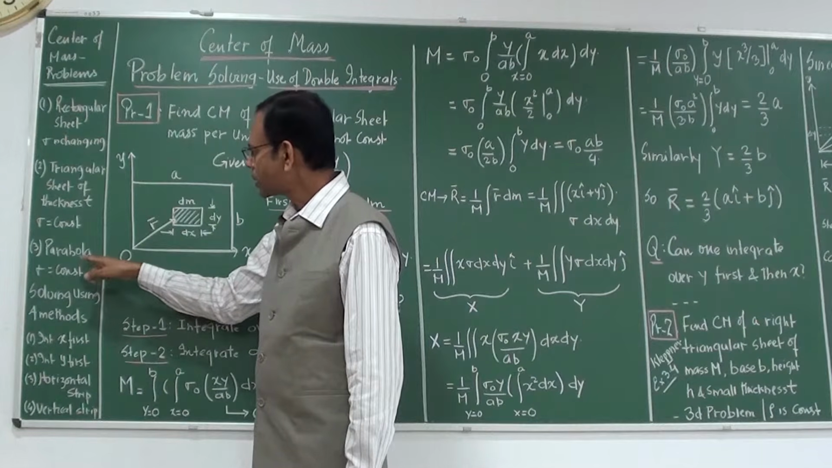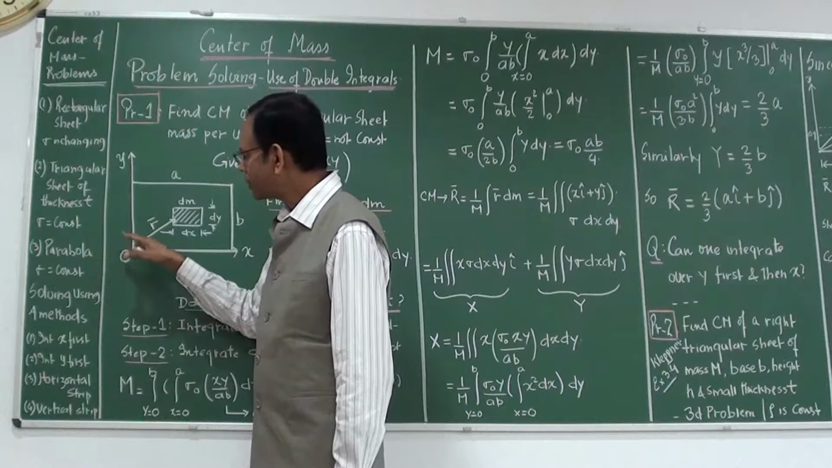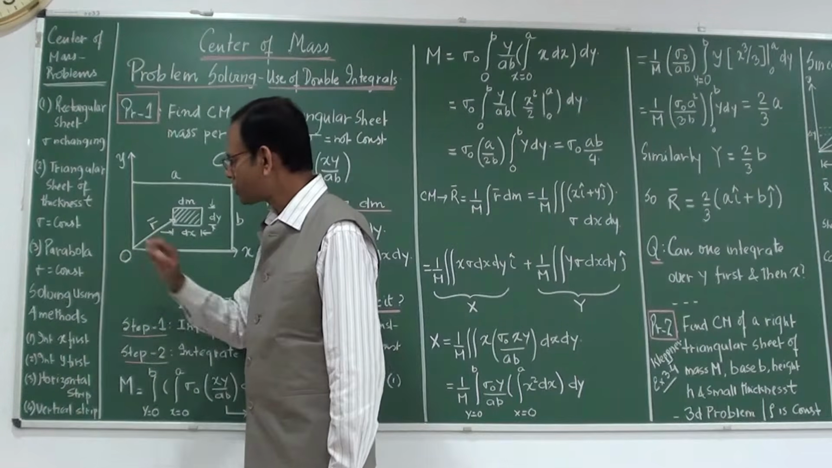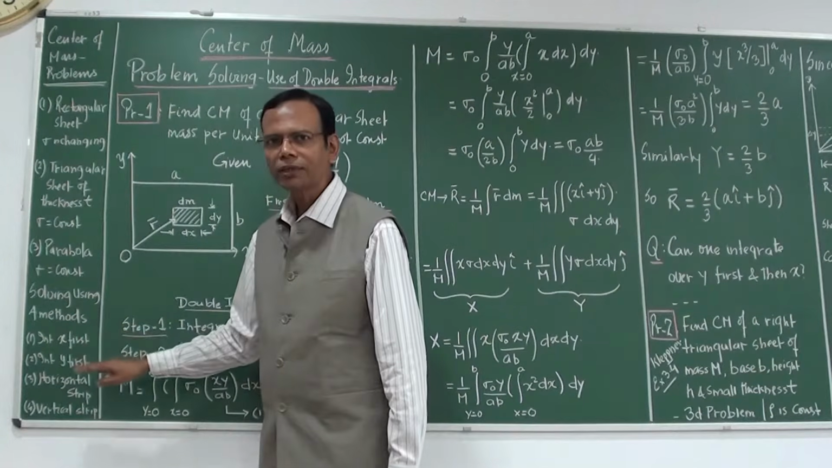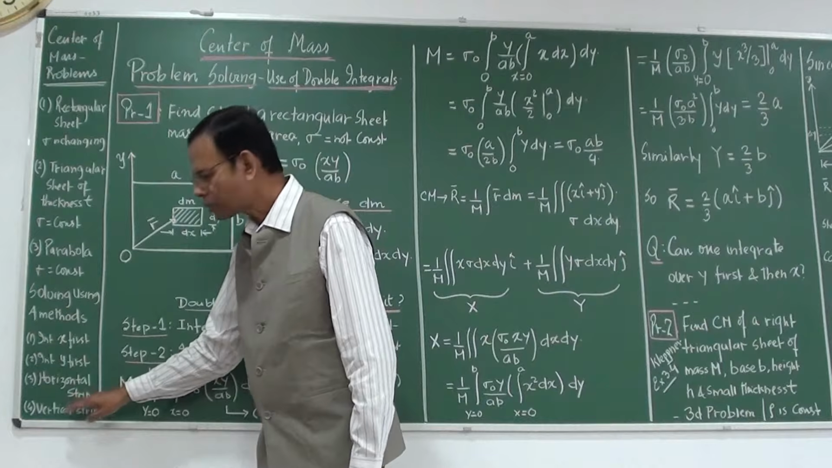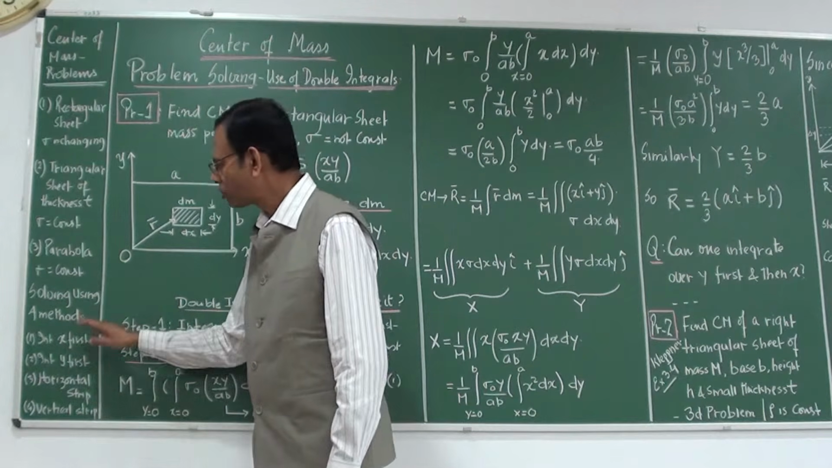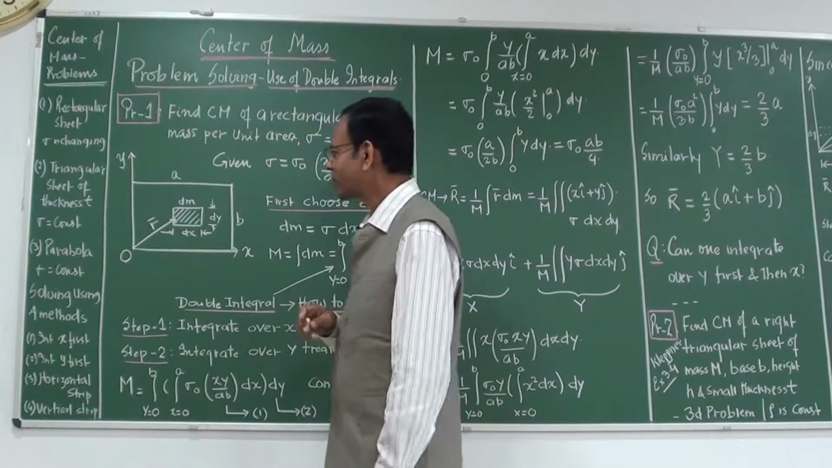The third, we will take up a region under a parabola. And here also sigma is constant. We will be solving using three different methods. The fourth method we will see is not so correct, but we will be solving using three different methods. Alright.